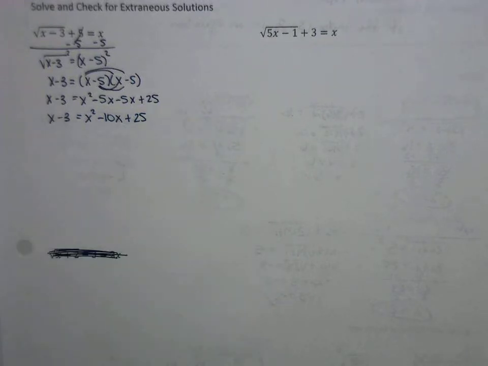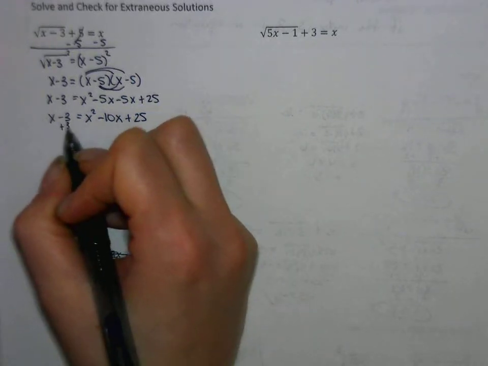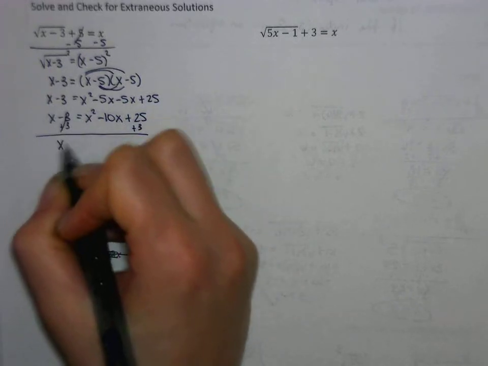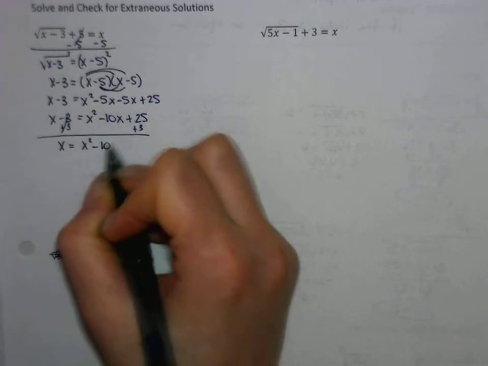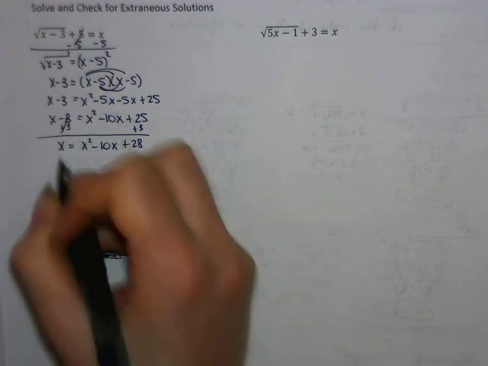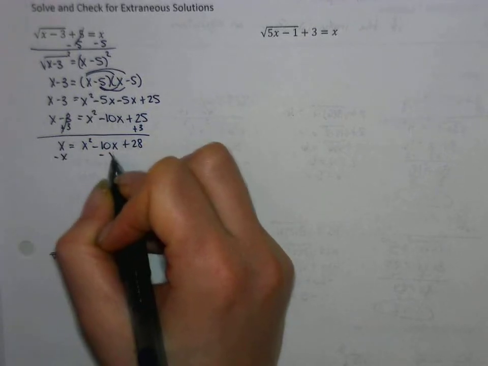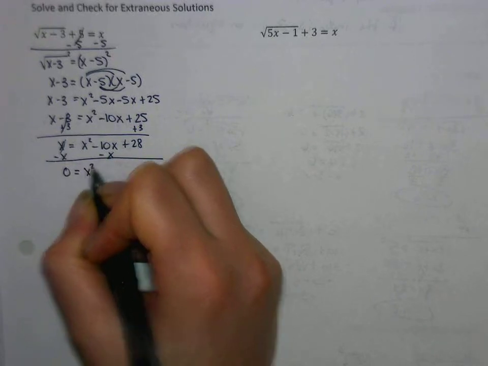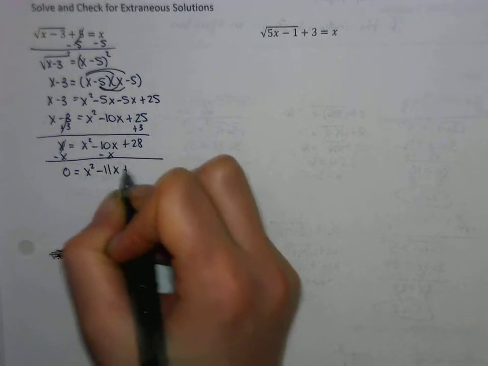So here we need to get our left side to equal 0. So I'm going to add 3 to both sides and make sure I'm combining it with its like term. So x equals x squared minus 10x plus 28. I also need to subtract my x. So this will equal 0. So x squared minus 11x plus 28.